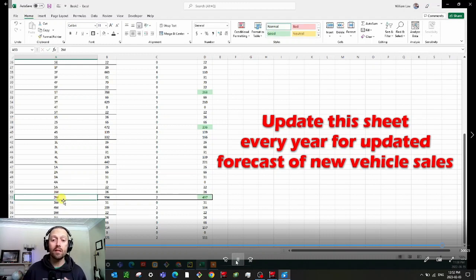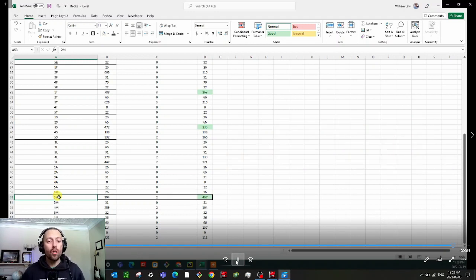Now, you have to update this sheet every year for updated forecasts for new vehicle sales because things in the industry will change. And then by the time that you release your vehicle, you'll know exactly how many vehicles you can expect to sell. That's how you figure out your total number of new vehicle sales and which vehicle to develop.